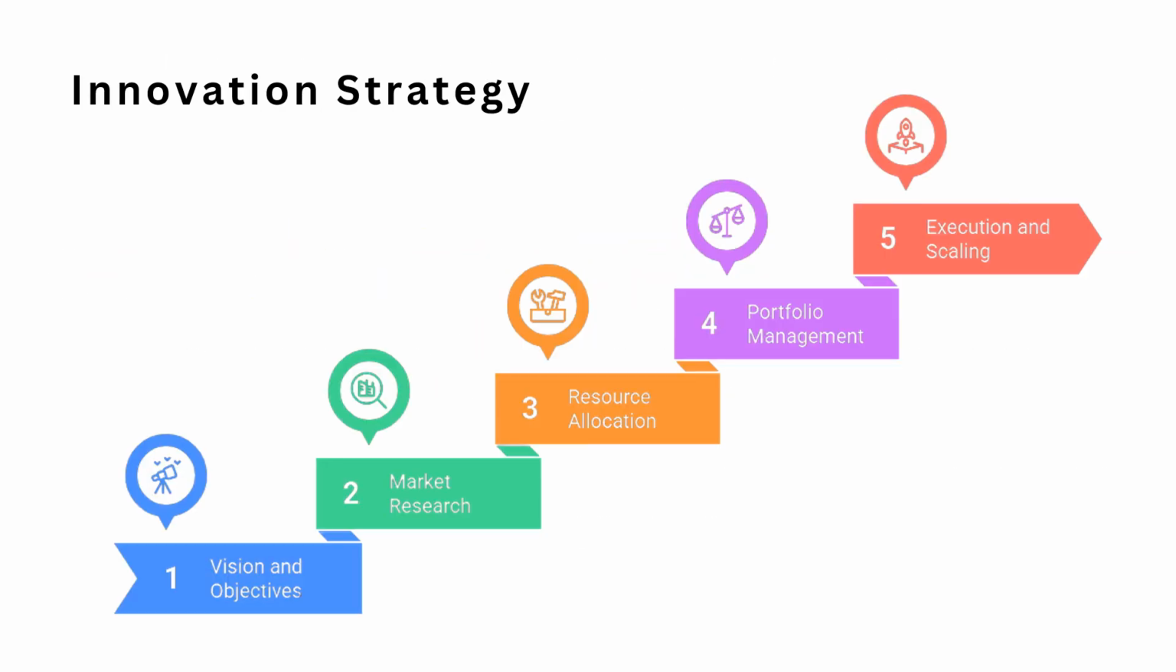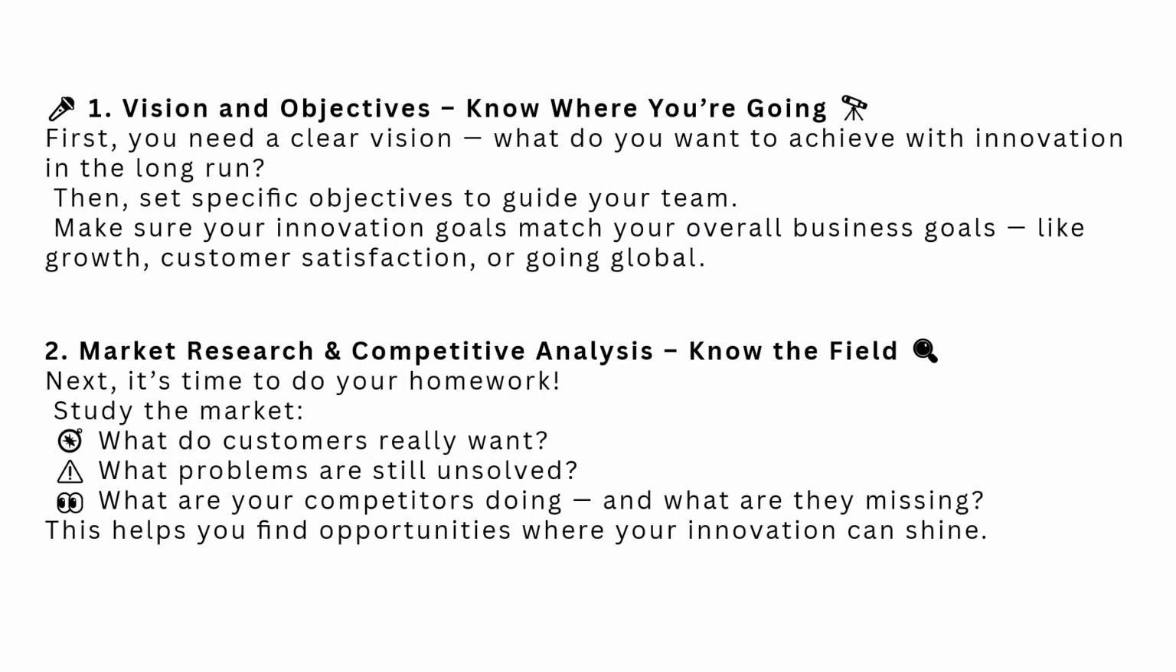So, innovation strategy involves, the first one, vision and objective. Next is market research, and next, you must have resource allocation. And next, the fourth one is you must have portfolio management. And the last one is execution and scaling. Don't worry, we will go one by one through the steps in innovation strategy.